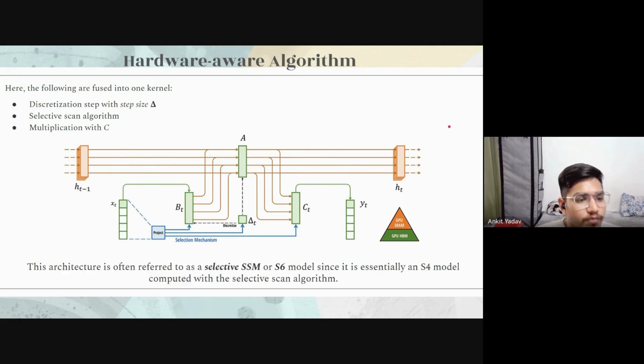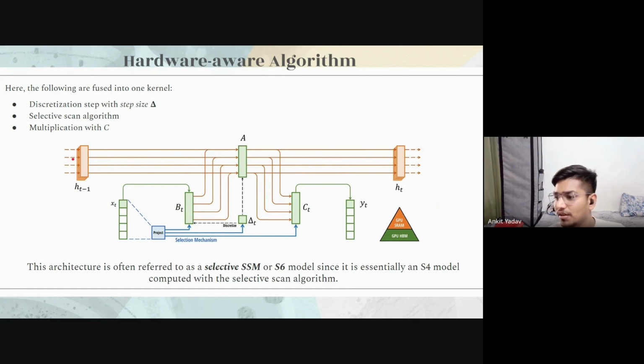So this complete model is now known as the S6 model. Earlier I had the S4 model, which was named structured state space for sequences. Now I have joined two more words, which is selective scan. So S4 plus selective scan is now known as the S6 model. This model is the complete model which Mamba uses.